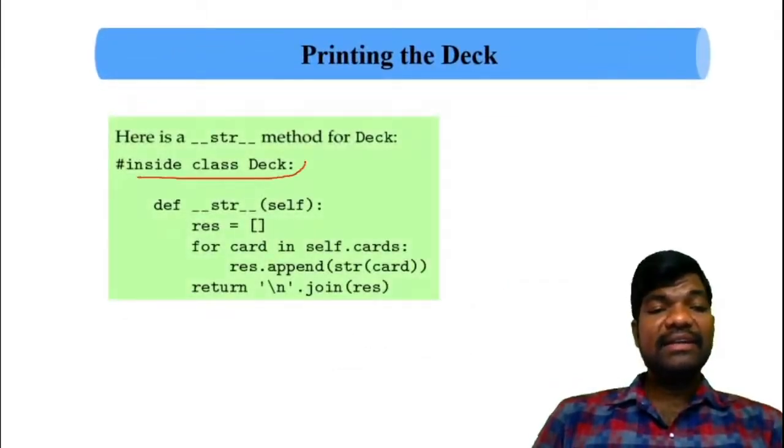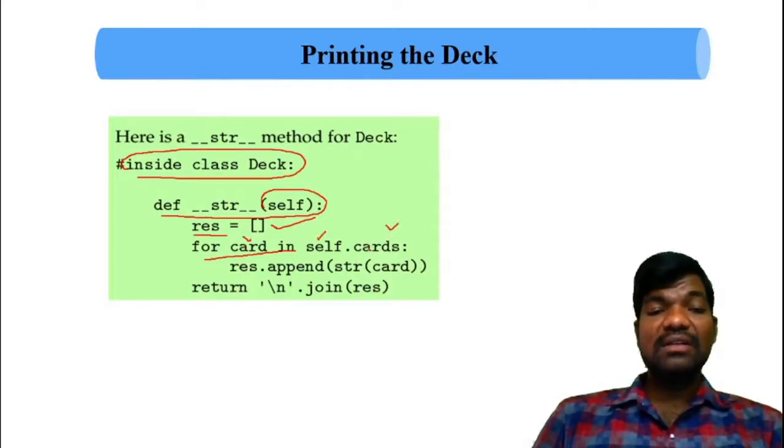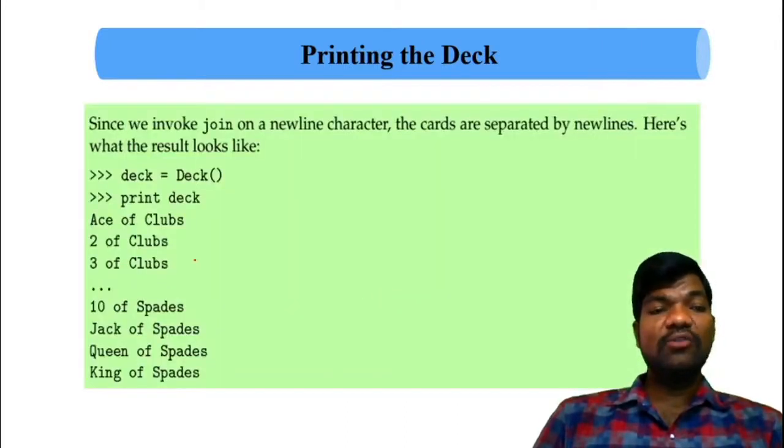Now coming to printing the deck. Here inside the Deck class, take one string method, self. res is an empty list, for card in self.cards. So in the self object, the cards are res.append of string of card. I am appending the card, right? Then you are returning join of res. So like that you are getting the output like this.